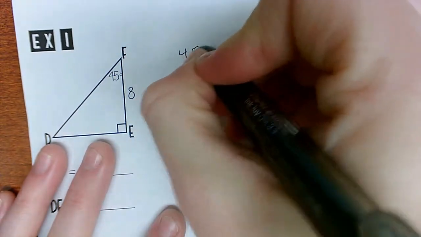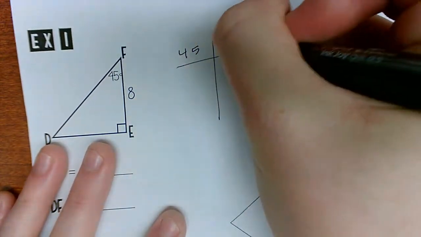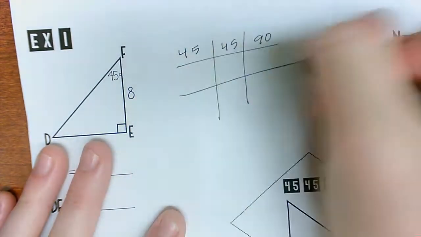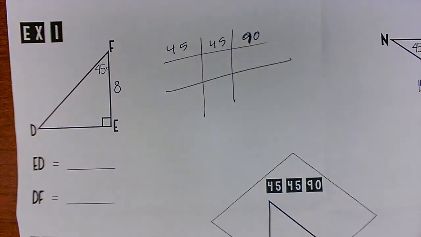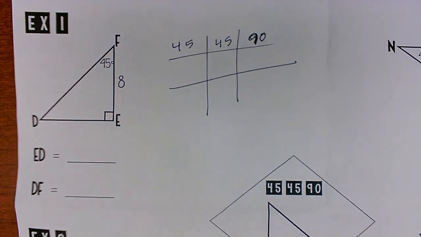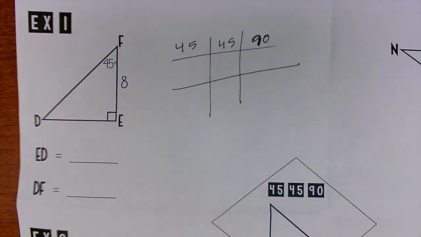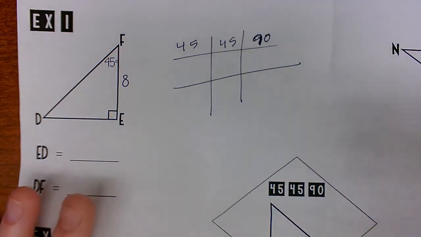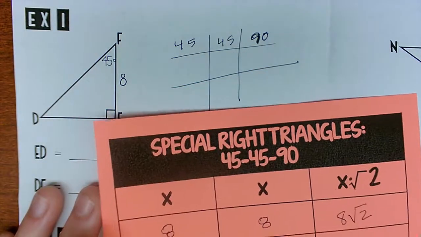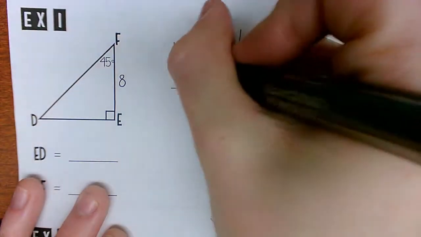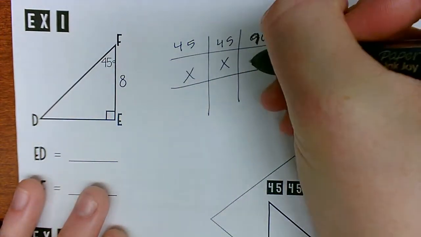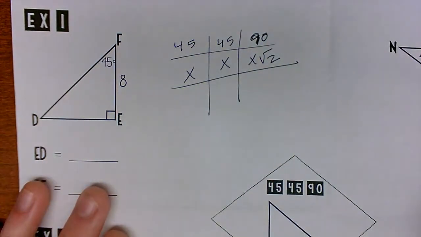So again, I always solve with the Tic-Tac-Toe method. I think it's just a very helpful method. The more you practice them, you might not need to use this method, but for the time being, we're going to use it. So hopefully you remember the pattern. It's also written right there, x square root of 2. So across from my 45s are x's, and then x square root of 2 goes there.